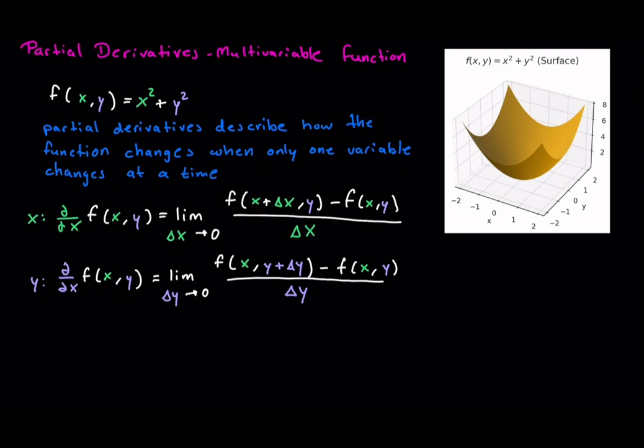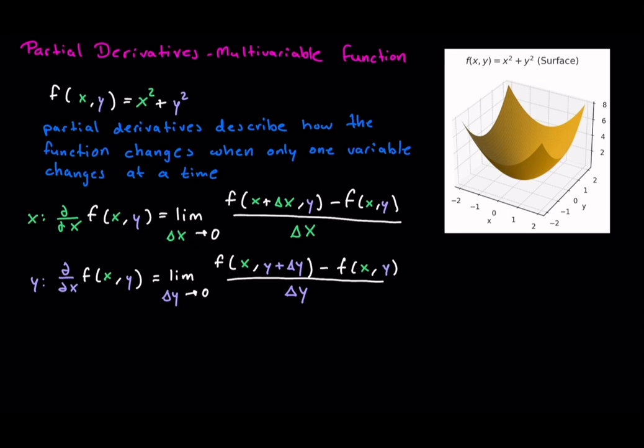For a function f of x and y, the partial derivative with respect to x is the limit as delta x goes to 0 of f of x plus delta x, y minus f of x, y divided by delta x. Read that as vary x, freeze y. Similarly, with respect to y, the limit as delta y goes to 0 of f of x, y plus delta y minus f of x, y divided by delta y. Vary y, freeze x.